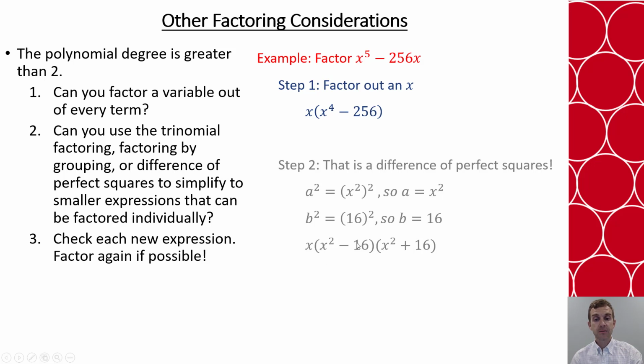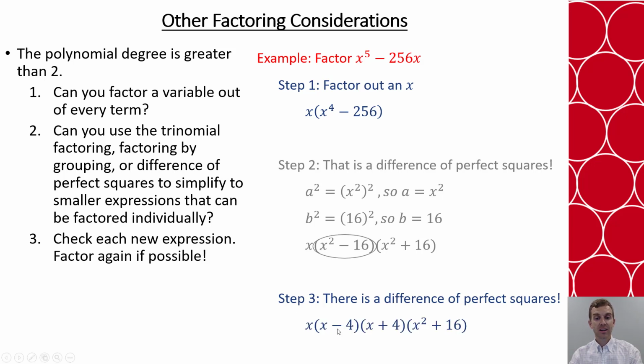But here is a difference, and I say, are they both perfect squares? X squared, yes. 16, yes. Square root of 16 is 4. So I can factor this middle one again, since it's a perfect square. So this would become x times the quantity x minus 4 times the quantity x plus 4 times the quantity x squared plus 16. Now, factored fully, and nothing else I can do to that final term.